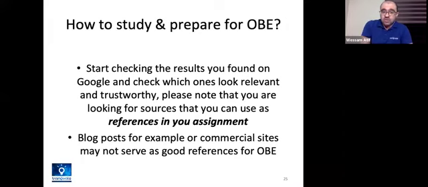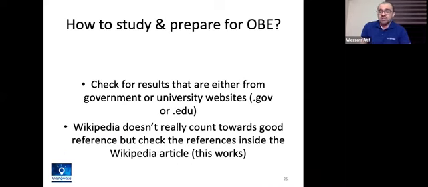Start checking the results you found on Google, and check which ones look relevant and trustworthy. So we have two things here. Relevancy, which is how relevant it is to the topic that you're studying, and how trustworthy the source is. Please note that you are looking for sources that you can use as references in your assignment. Blog posts, for example, or commercial sites may not serve as good references for open book exams. Check for results that are either from government or university websites, .gov or .edu, etc. Or of course, if you have any other trustworthy resources that you know of. Wikipedia, as we said, does not really count towards a good reference, but check the references inside Wikipedia.